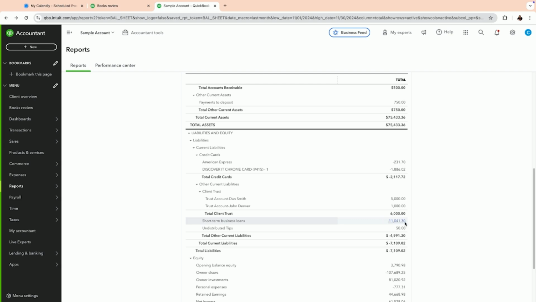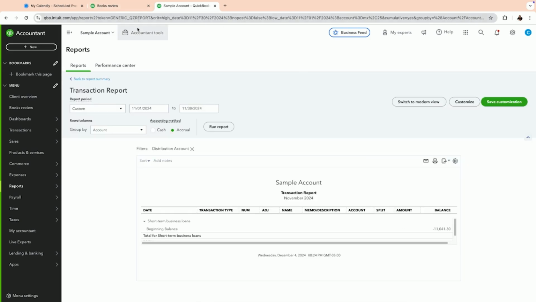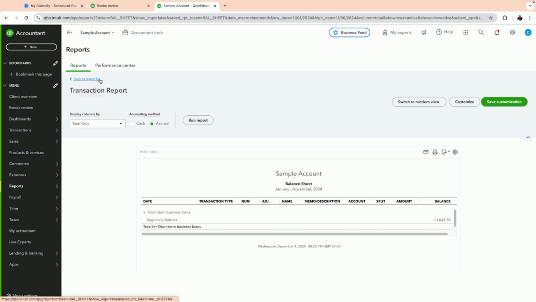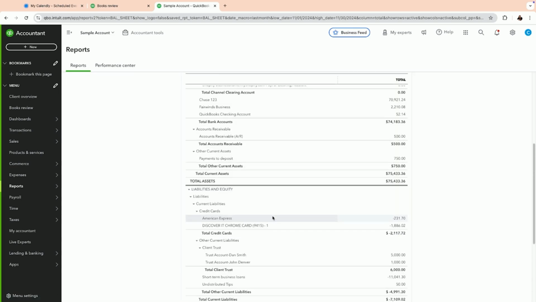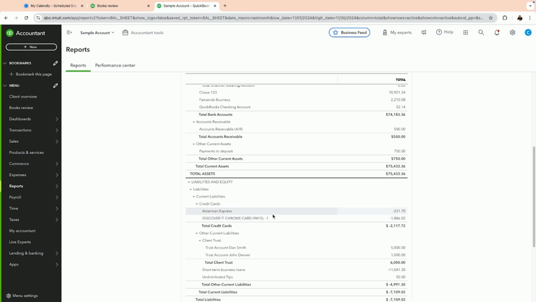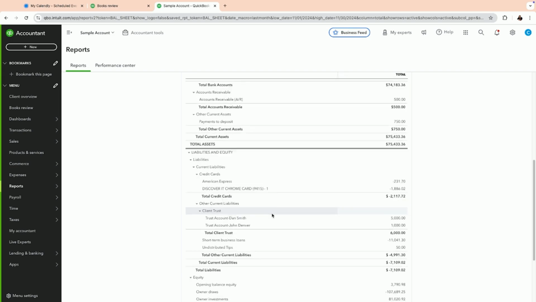See this negative short-term business loan? This is a negative liability account. I can click on here and it's going to open up all transactions. There is a beginning balance. I can change the date here. What it means is that whatever happened here, it happened prior to the current month or the last month, and it's still prior to that, so I can actually go into the chart of accounts and look for that specific loan and verify if I didn't record the interest expense or if I didn't add the principal on that loan.